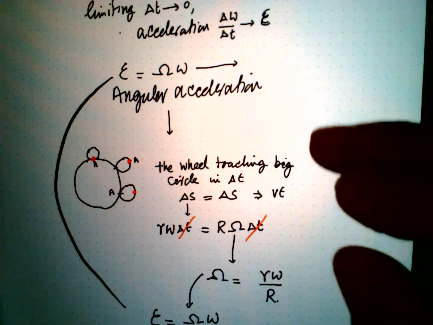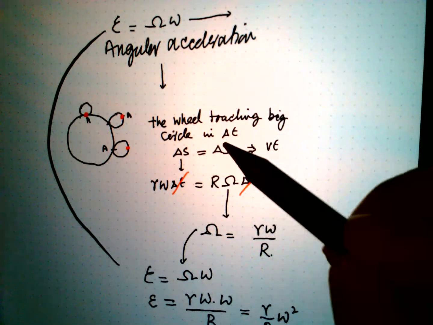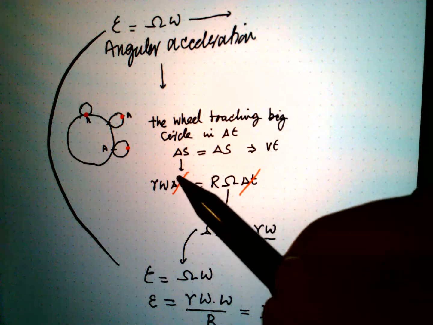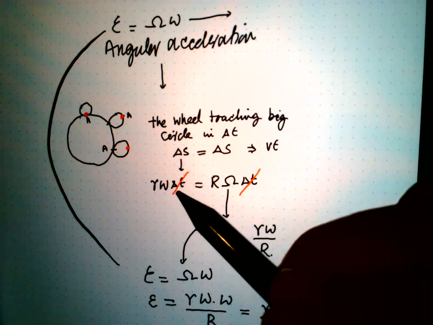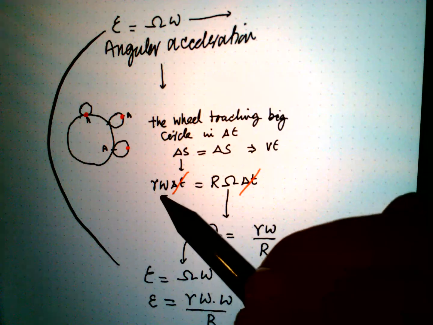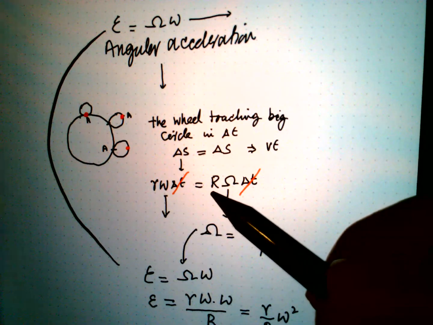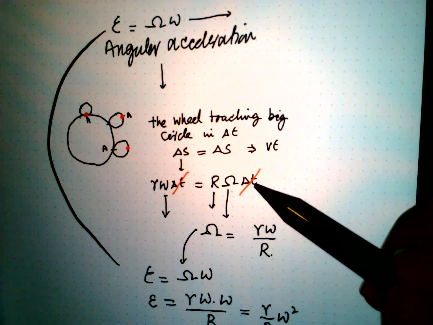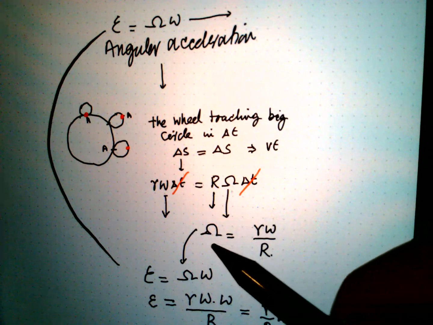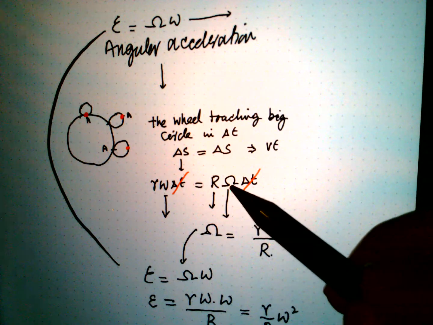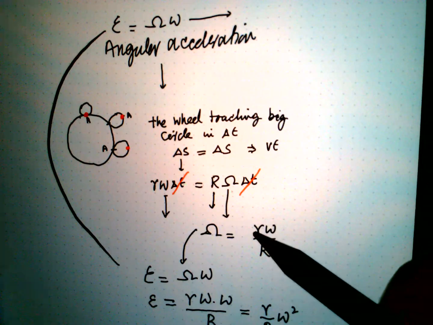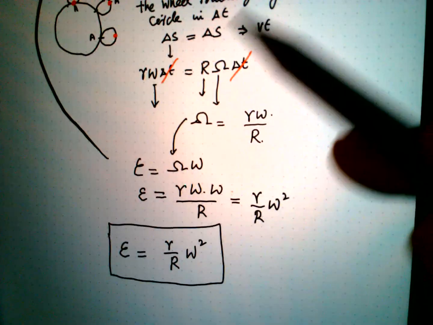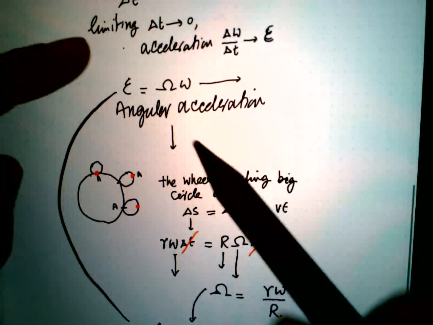So this is another result. The wheel is tracing the big circle. Delta s, write it down two ways. So delta s is equal to r omega into delta t. This is the unicycle, and this is the big circle. So it is also capital R capital omega into delta t. Delta t cancels. Capital omega is equal to small r over capital R into omega.